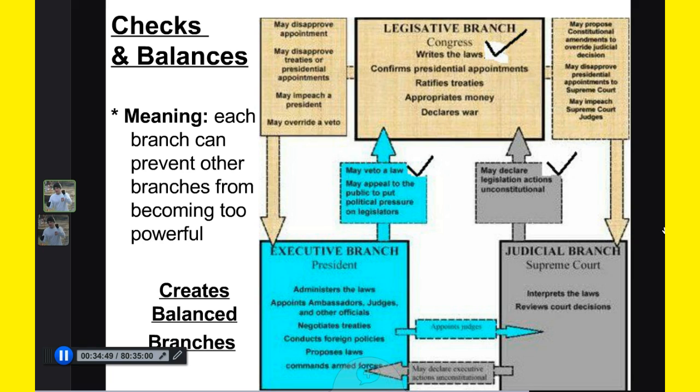The purpose of checks and balances is not to make the branches equal, because the branches aren't equal. Each branch has different power. The key here is that checks and balances makes our three branches balanced in terms of power, meaning that each branch isn't more powerful than the other branch.